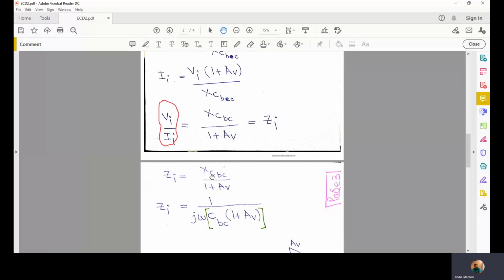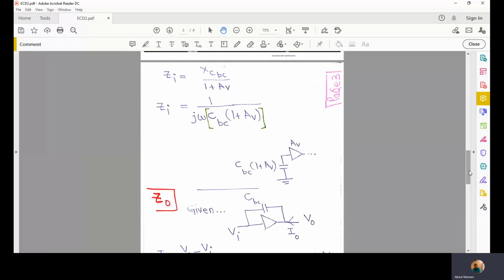We know that XC, the capacitive reactance, is 1 over j omega C. So if we replace XCBC with 1 over j omega CBC, this 1 plus AV multiplies with CBC. This means ZI is an impedance equal to 1 over j omega times this much capacitance, CBC times 1 plus AV. This is what Miller told: the portion of CBC that is visible at the input is 1 plus AV times the value of the capacitance CBC.